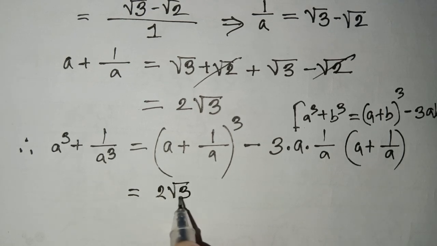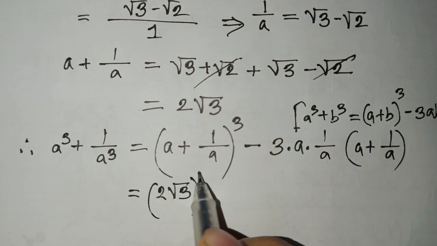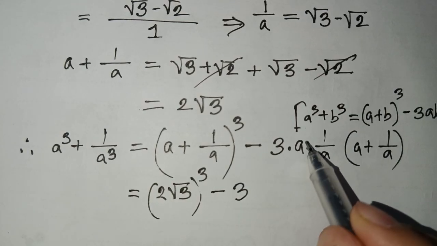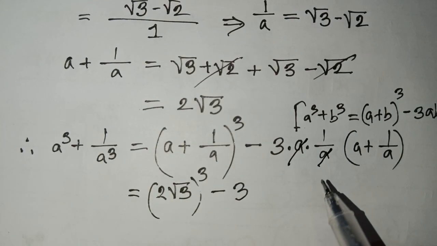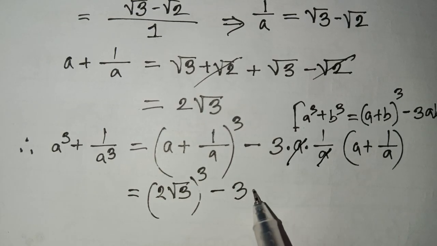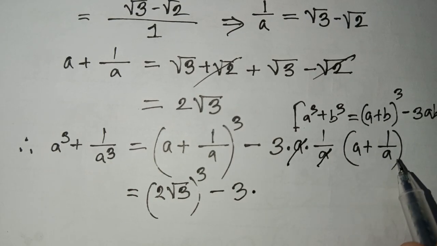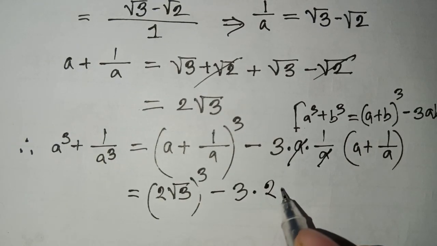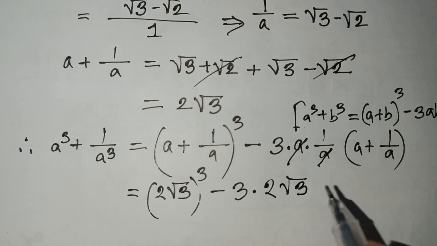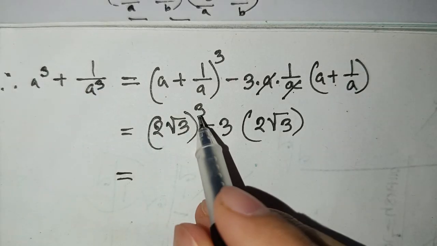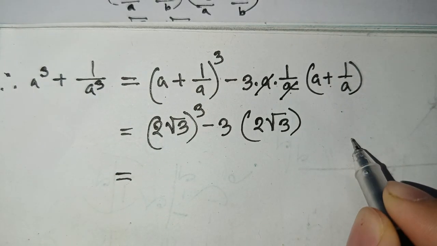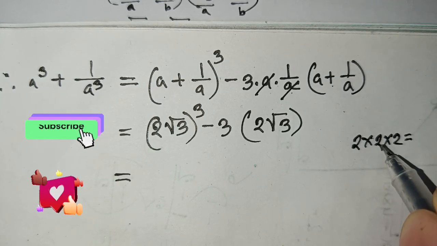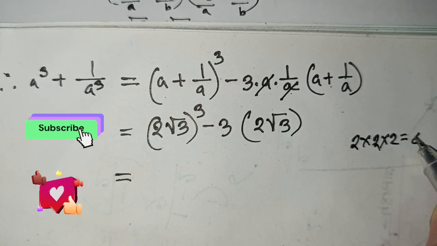Okay, now substituting the value of a plus 1 over a equals 2 root 3: 2 root 3 whole cube minus 3, a and 1 over a cancel out, times a plus 1 over a equals 2 root 3. If we calculate 2 cube, it becomes 2 times 2 is 4, 4 times 2 equals 8.